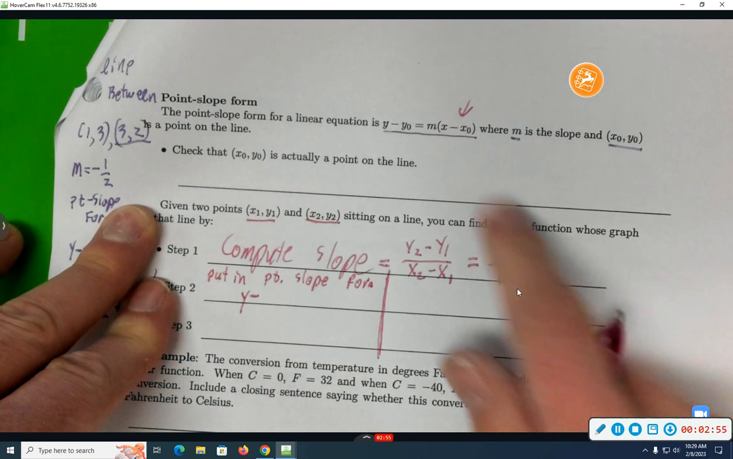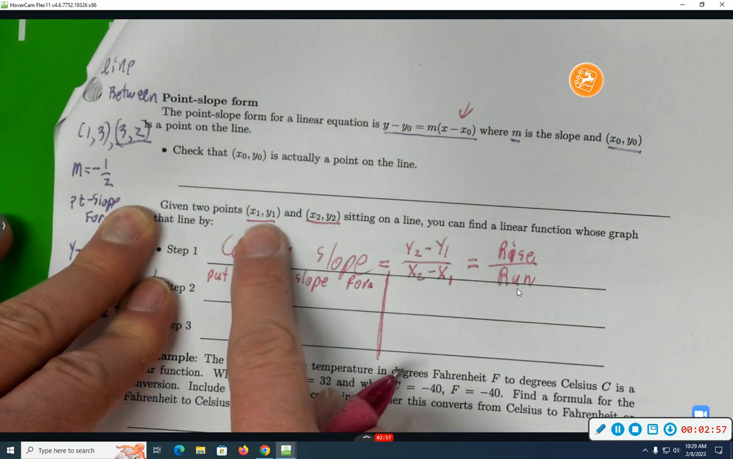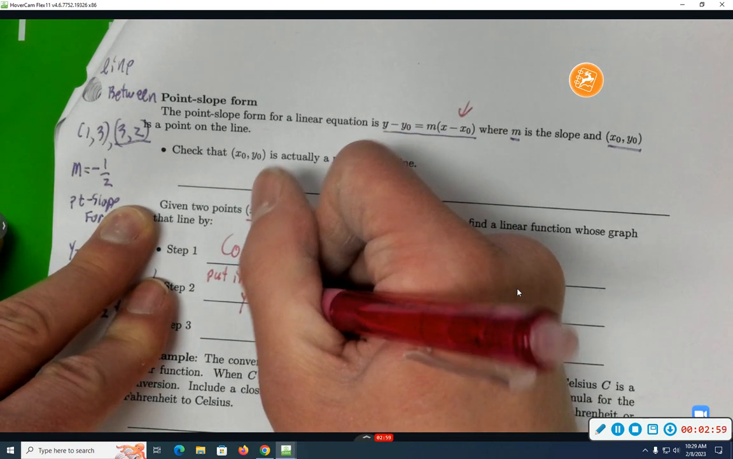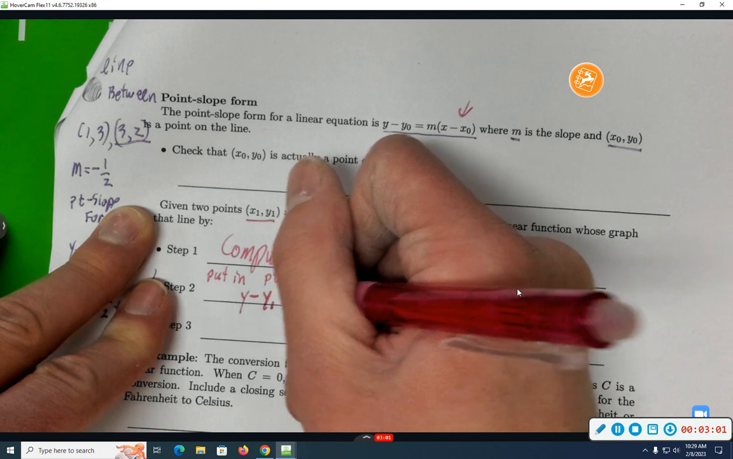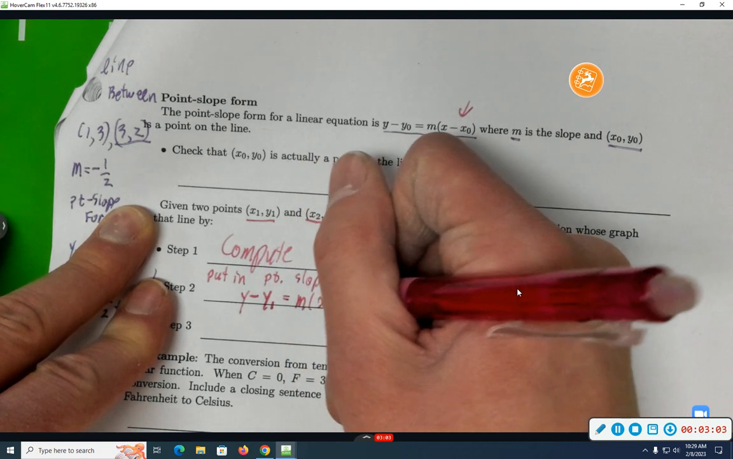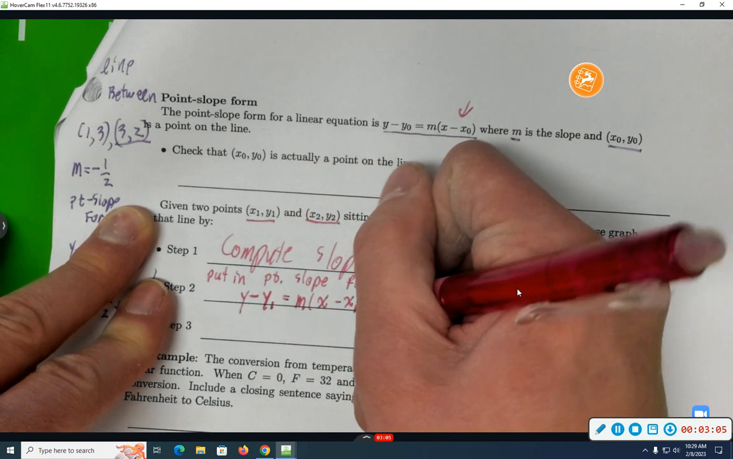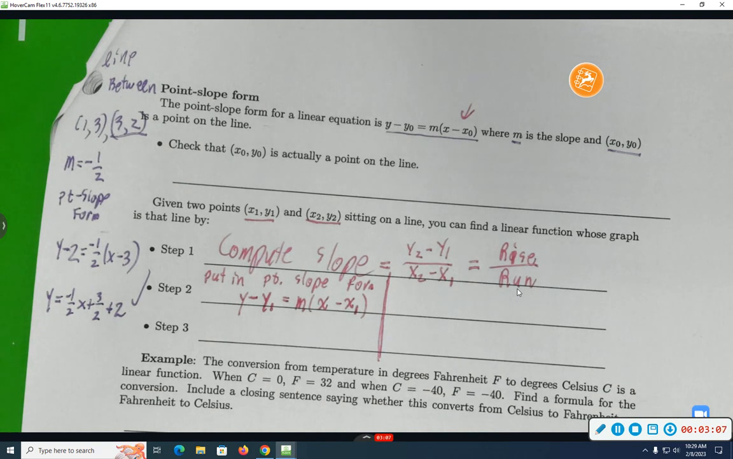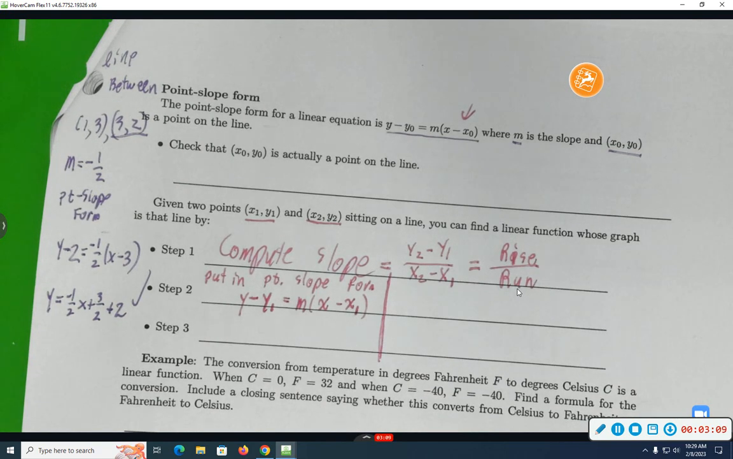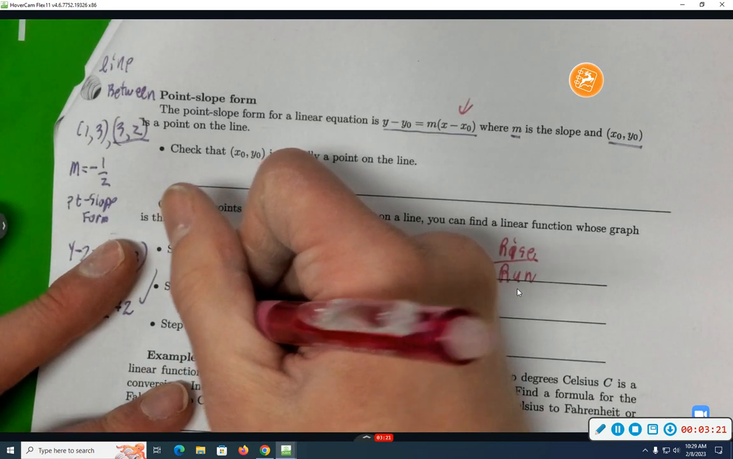Y minus, up here it's y0, but this point's called x1, y1. Pick one of those points, plug it in, equals slope times x minus x1. Neato. There it is in point slope form. Do you think you could do that and then just solve for y and get it in the form y equals mx plus b? So if you want point slope form, that's it. If you want slope intercept form, solve for y.